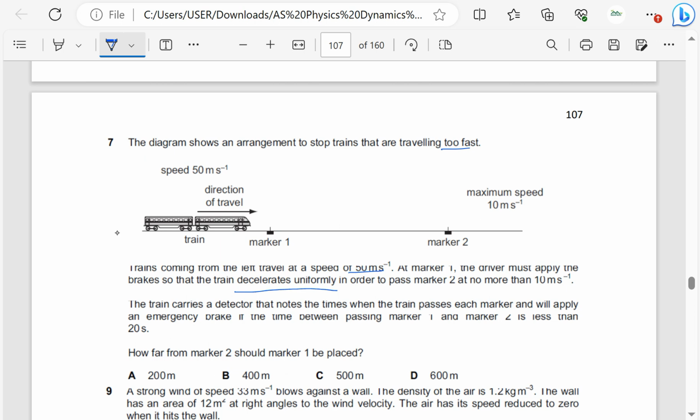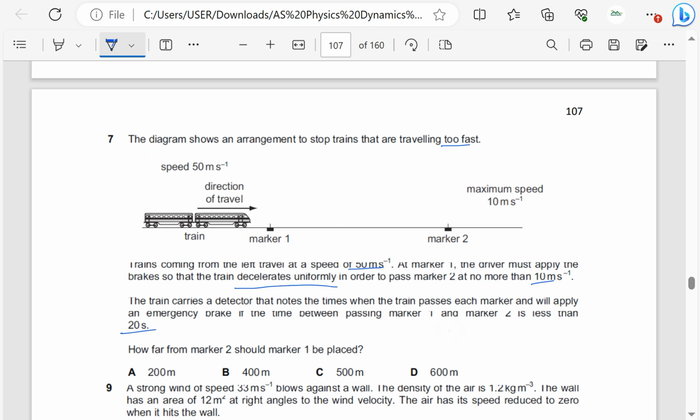So equations of motion can apply here because the deceleration is uniform. In order to pass Mach 2, the speed at Mach 2 should not exceed 10 meters per second. The train carries a detector that notes the times when the train passes each Mach and will apply an emergency brake if the time between passing Mach 1 and Mach 2 is less than 20 seconds. So the time should be 20 seconds. How far from Mach 2 should Mach 1 be placed?